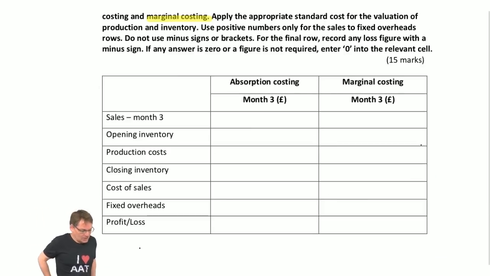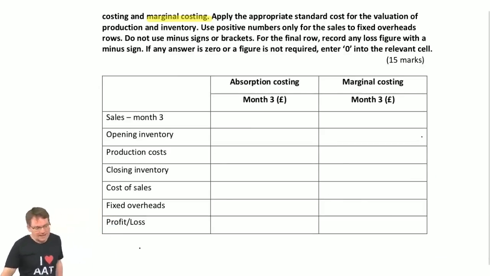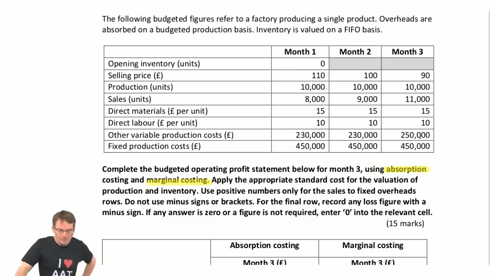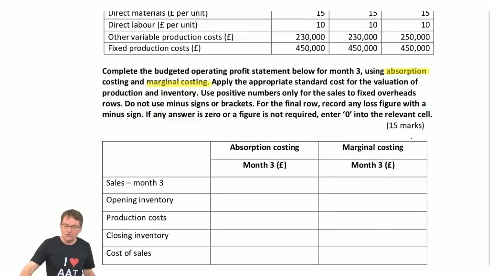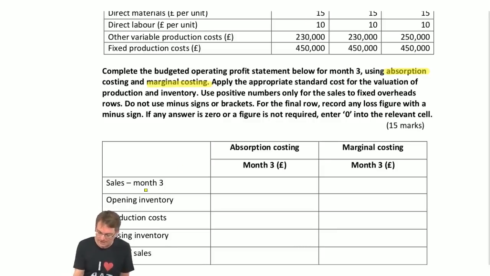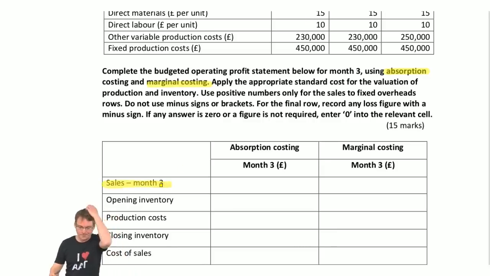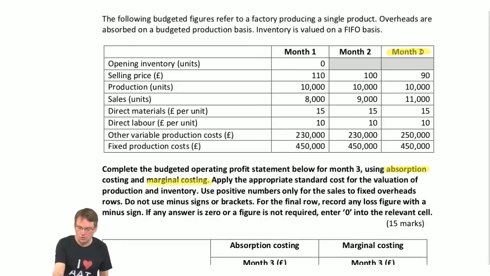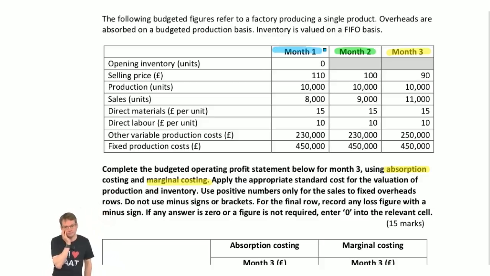In this particular question then, what we are going to be doing is looking at the operating profit statement. First of all, be very careful that you read the question carefully because it says we're doing month 3, even though we are given information also for month 2 and for month 1.